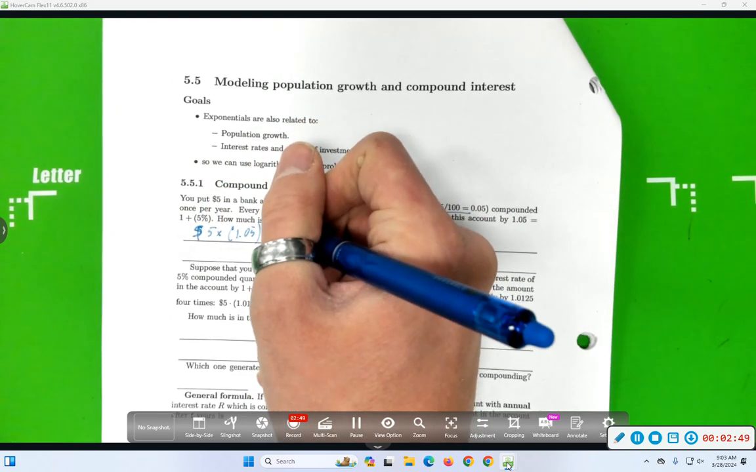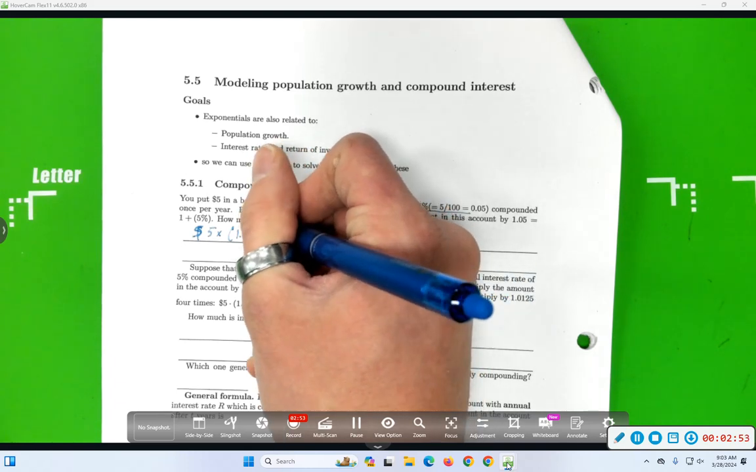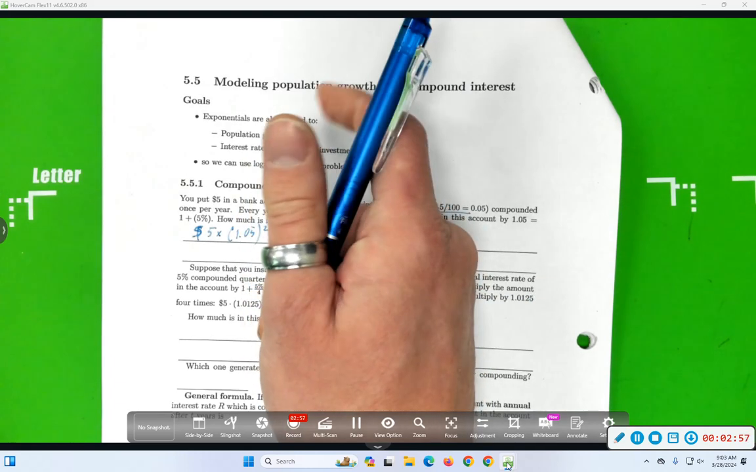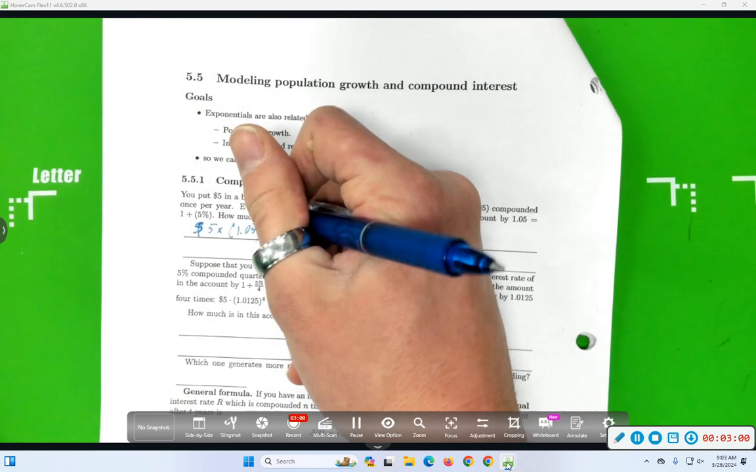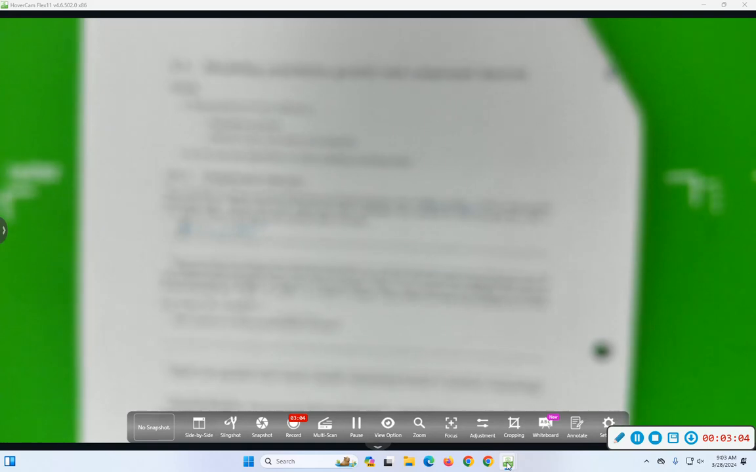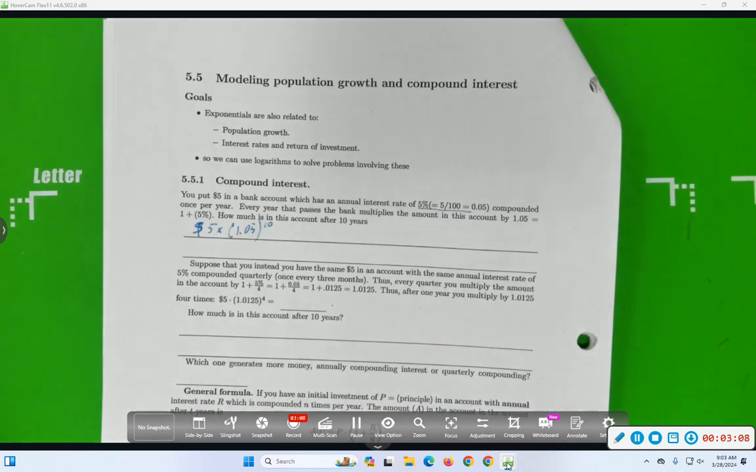After 2 years, it would multiply the amount in the account by 1.05 again, so 1.05 squared. After 3 years, it would multiply it by 1.05 again, so cubing it. So after the 10 years, the amount of money in this account will be the initial $5 times 1.05 to the 10. Yeah, thanks for pointing that out.